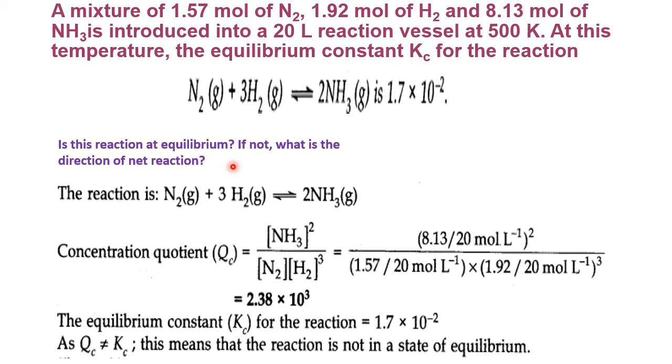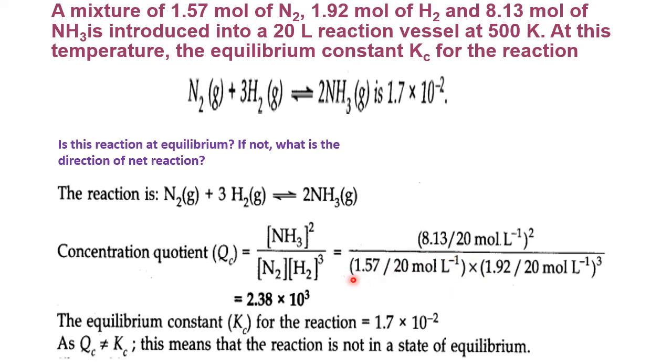Qc and Kc. Qc is the reaction quotient. When Qc is exactly equal to Kc, only then can we say that the reaction is at equilibrium. Already we know the Kc value, given in the question itself. So now we will go for the Qc calculation. Qc is almost the same as Kc: the ratio of product concentration to reactant concentration. So please substitute.